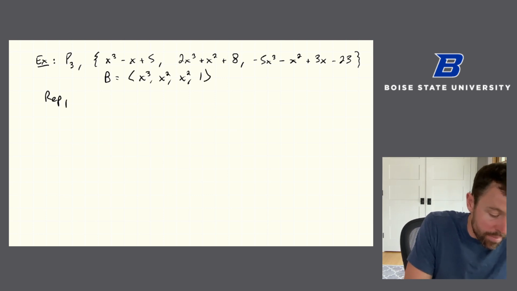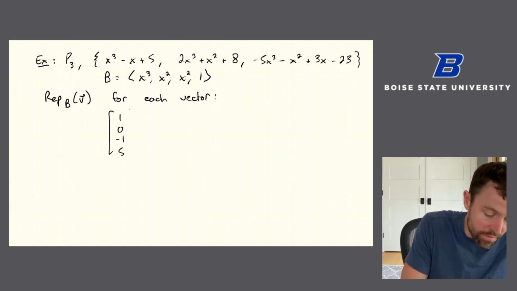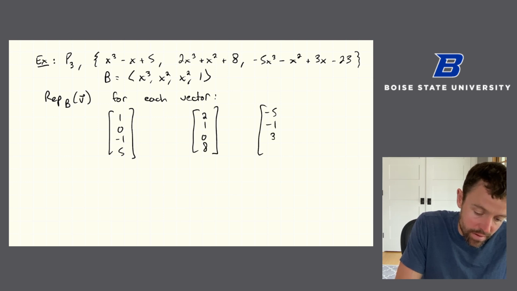I'll find rep b of v for each vector. So our first vector is 1, 0, minus 1, 5. Our second vector is 2, 1, 0, 8. And our third vector is negative 5, negative 1, 3, negative 23.